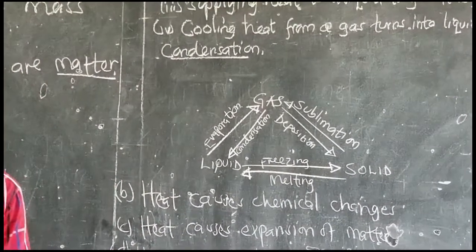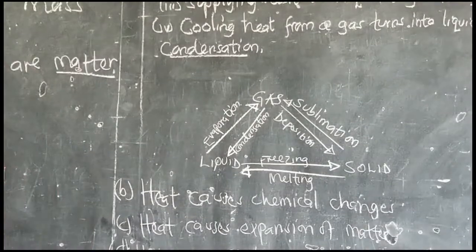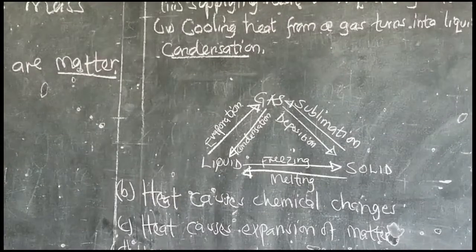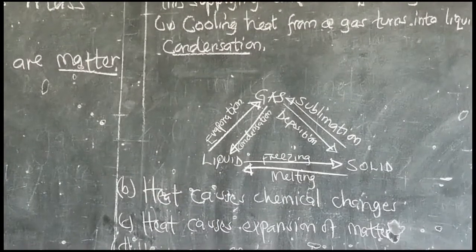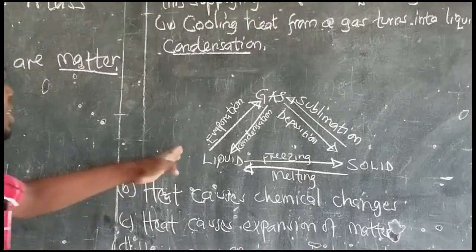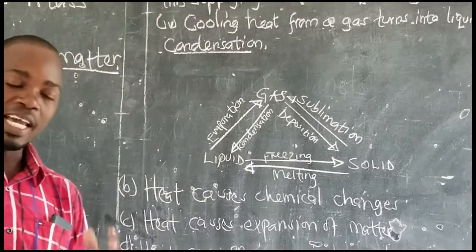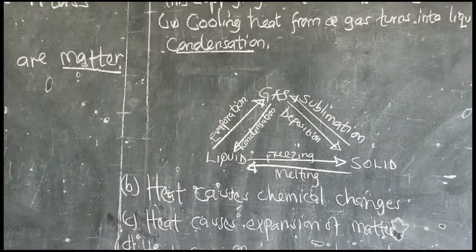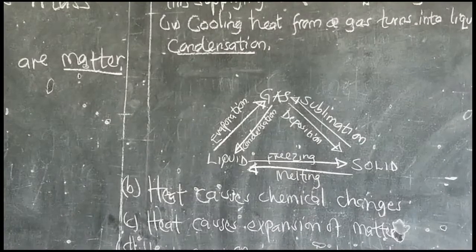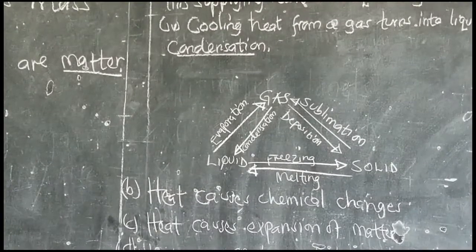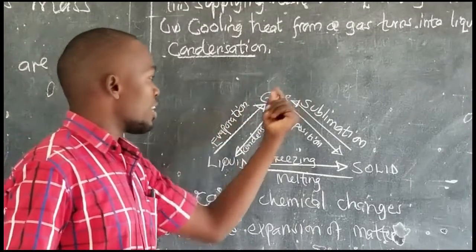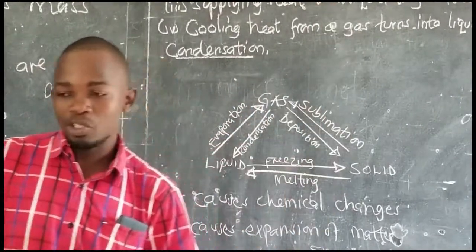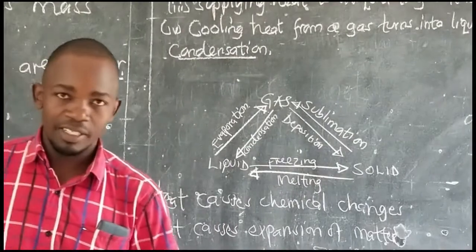But sometimes when you have water and you want to form it to gas, it is by evaporation. Evaporation can take place even if there is no boiling. Liquid can change directly to gas through evaporation, and gas can change back to liquid through condensation.